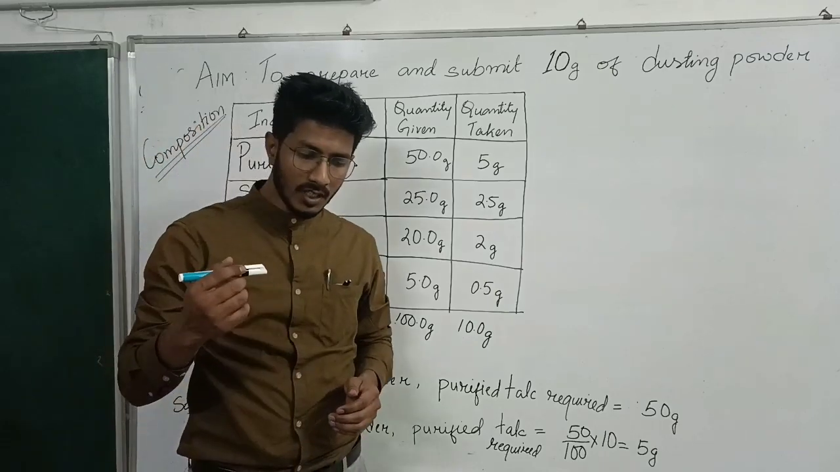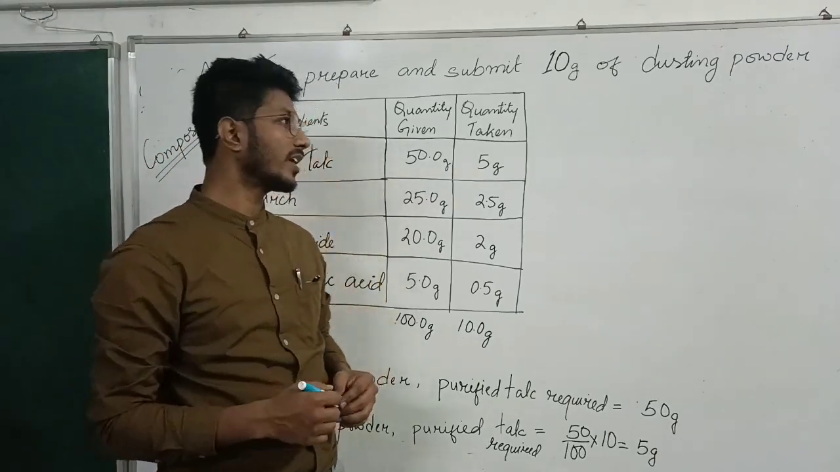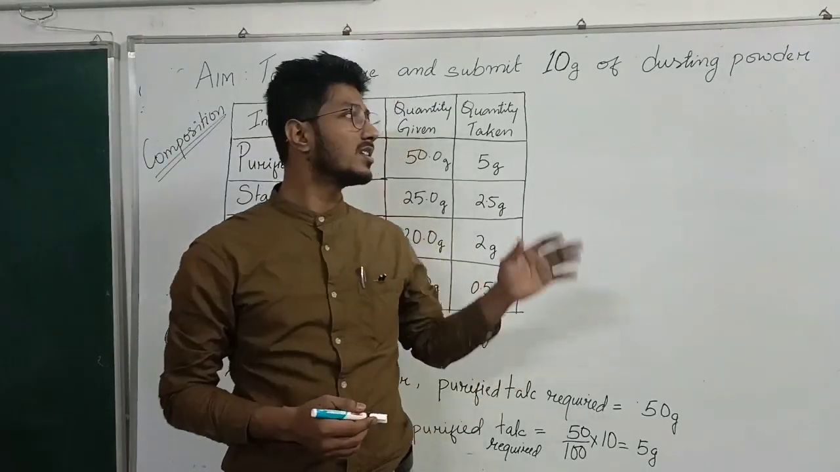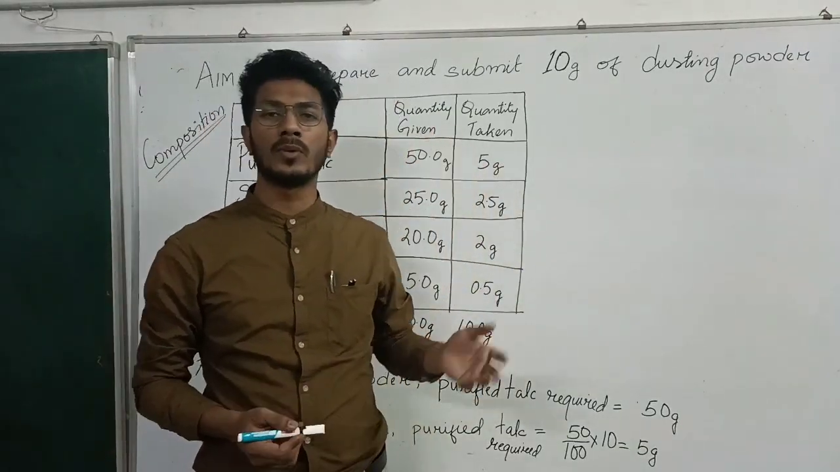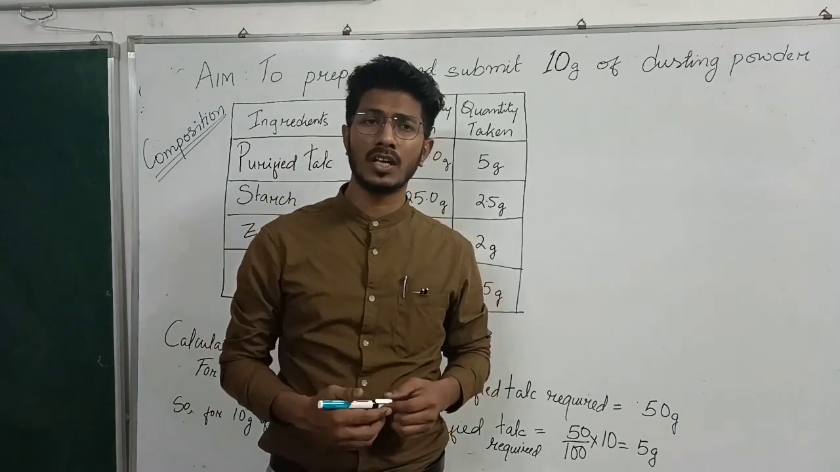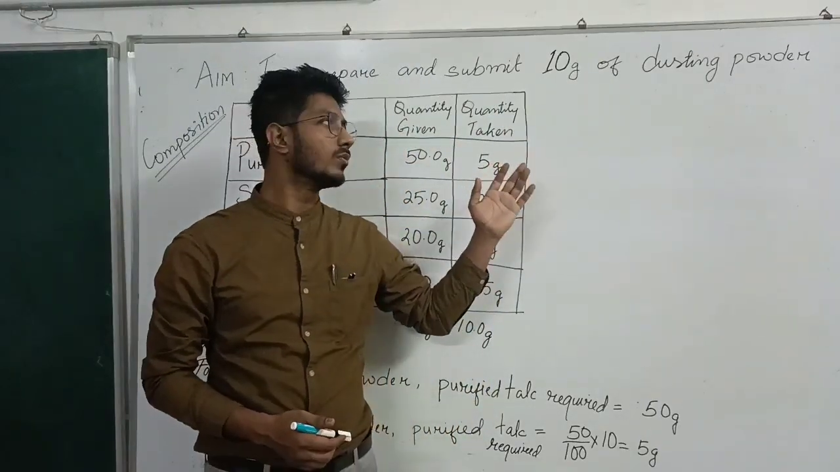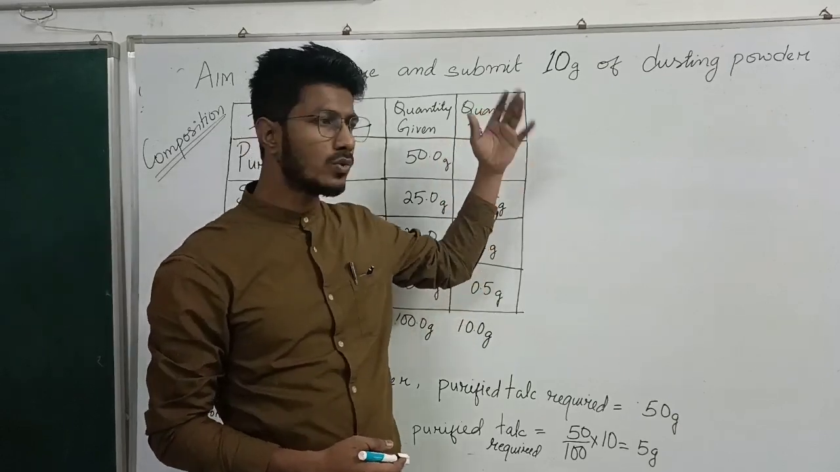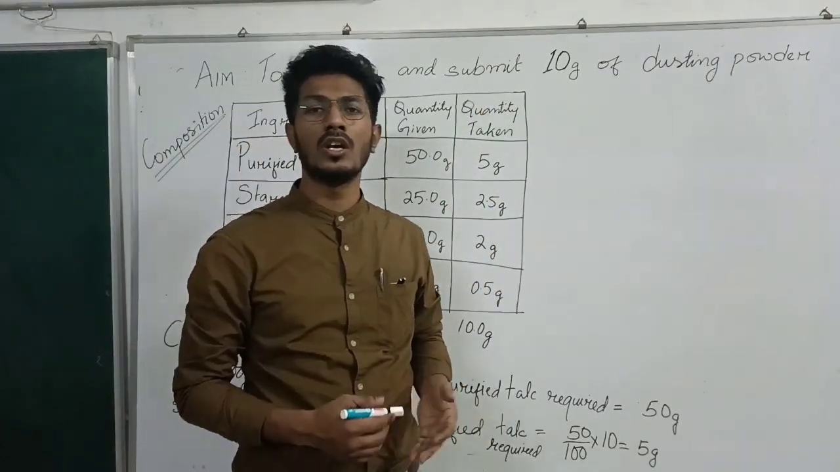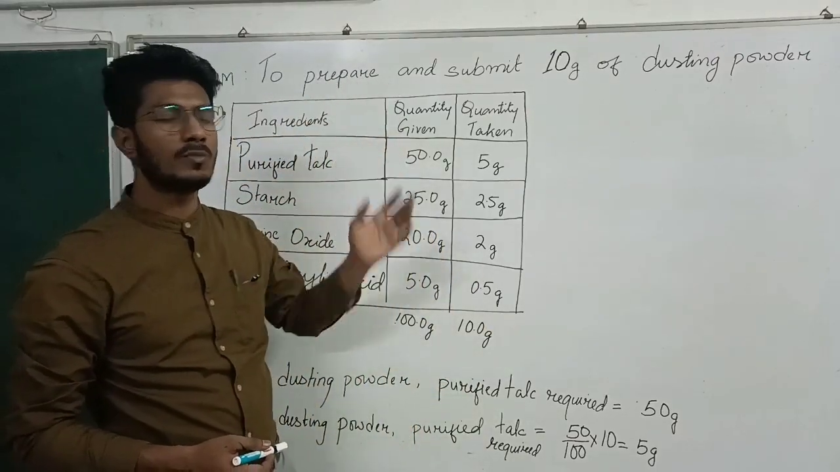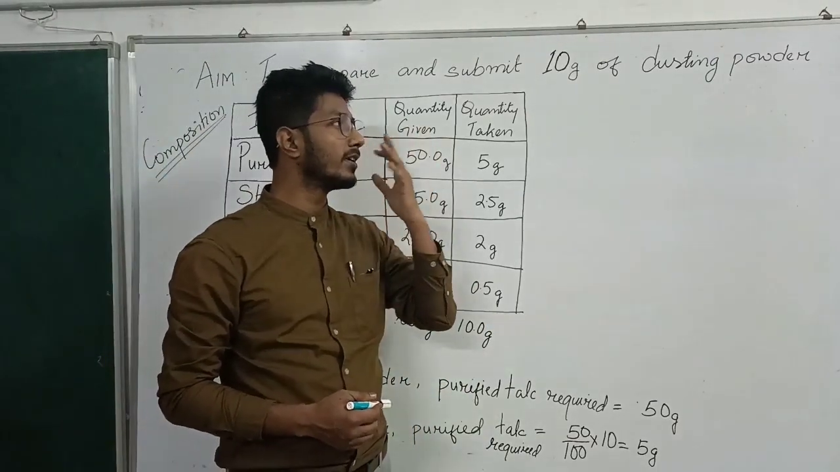Besides that, what can be asked in the viva points in this experiment? First thing is, what is the importance of dusting powder? Why are we preparing it? Obviously, if we are preparing something, it should have some advantages, right? So you need to know what is the use, where are we using it? We use dusting powder in case of wounds, in case of fungal infection, right? Besides that, astringent, absorbent, all those are the applications of dusting powder.